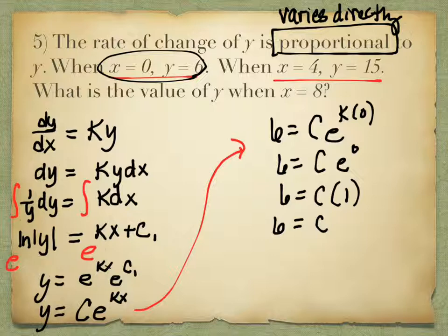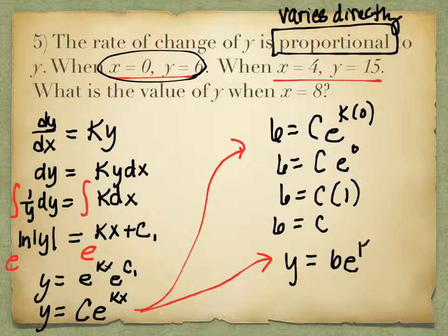Not too bad, right? So right now, this problem has become, instead of where it started, which was c e to the kx, I now have y equals 6e to the kx.